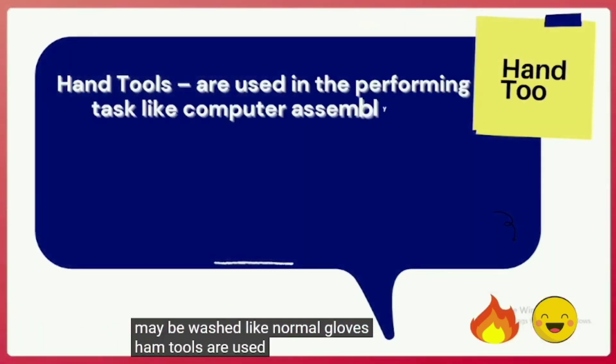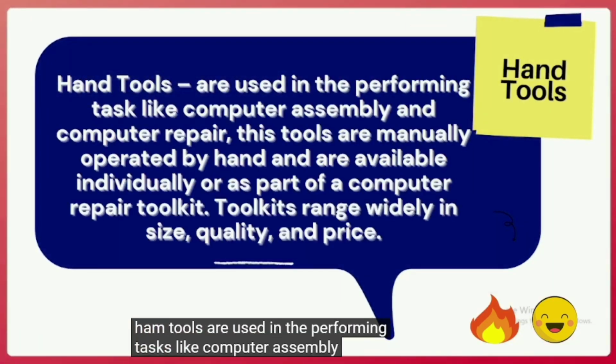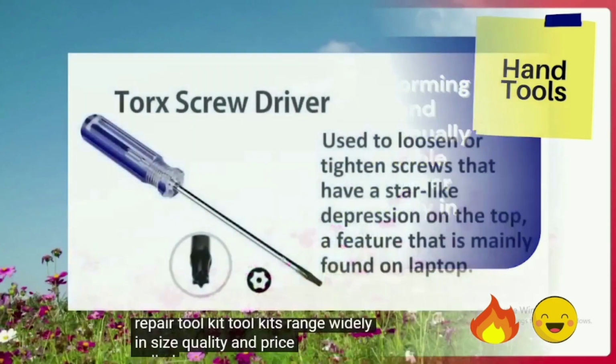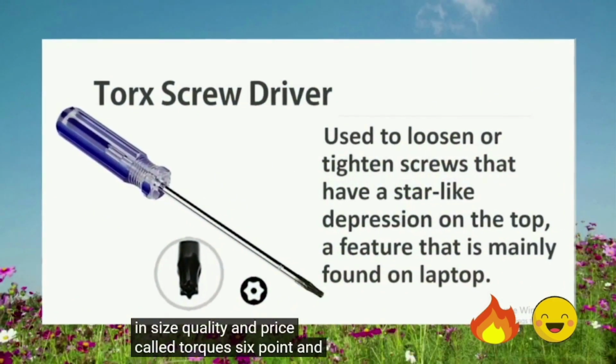Hand tools are used in performing tasks like computer assembly and computer repair. These tools are manually operated by hand and are available individually or as part of a computer repair toolkit. Toolkits range widely in size, quality, and price. Called Torx, 6-point, and Star.